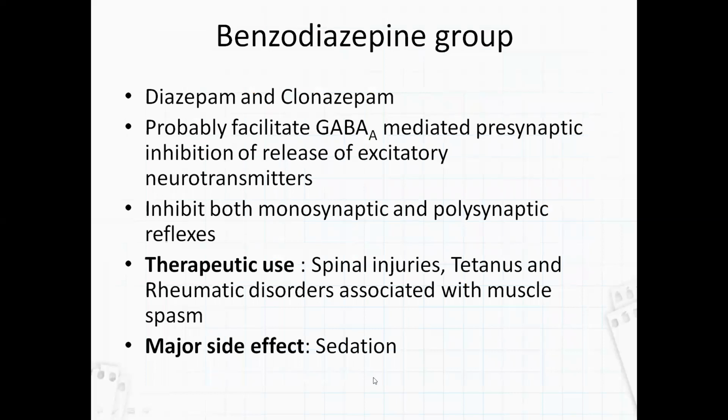These inhibit both monosynaptic and polysynaptic reflexes. The therapeutic use of this group of drugs is normally in spinal injuries, tetanus, and rheumatic disorders associated with muscle spasm. Major side effect of this group of drugs is sedation.